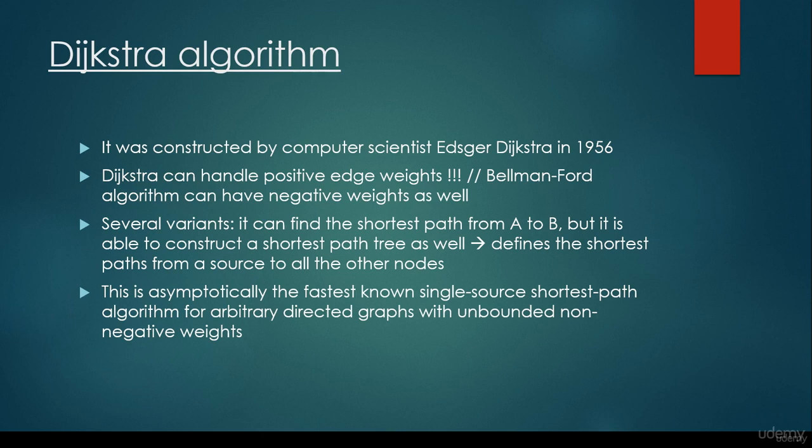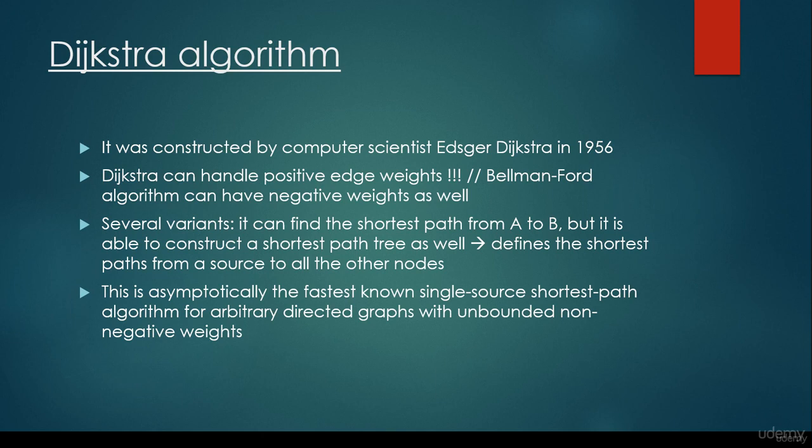Okay, so what about Dijkstra's algorithm? It was constructed by computer scientist Edsger Dijkstra in 1956. Dijkstra can handle positive edge weights only. It's very important. We are going to talk about the Bellman-Ford algorithm that can handle negative edge weights as well. But as far as Dijkstra's algorithm is concerned, it is able to cope with positive edge weights, so the weight of an edge between two vertices must be greater than 0.